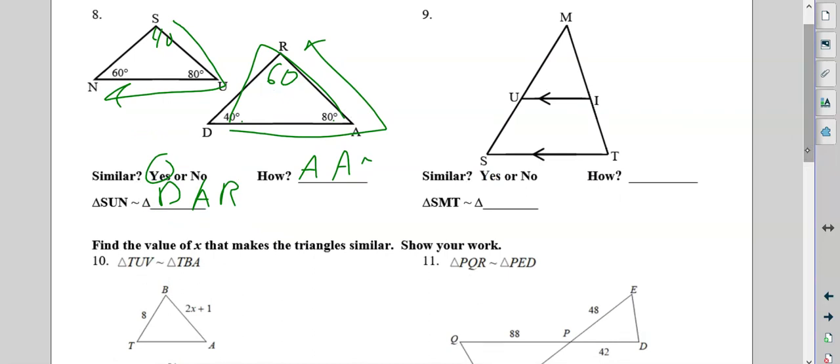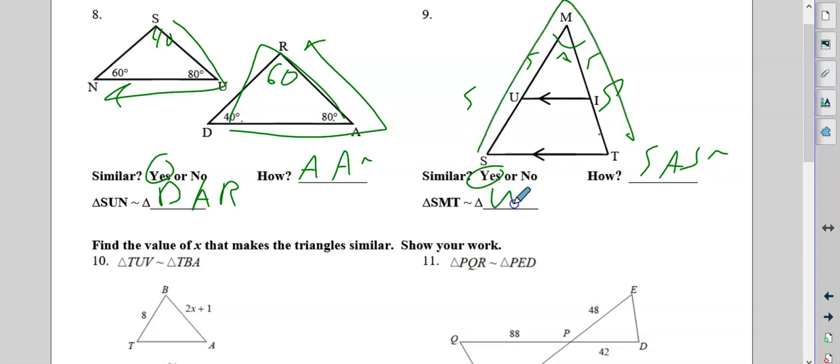Okay. When we have the situation of these lines being parallel, we know we have proportional sides on those. I'm not going to make congruent marks, but these sides are proportional. Since we have a common angle here, on the small triangle we'll have SAS, and on the big triangle we'll have SAS. So that's a yes. And then SMT, we're going up and down, so we're going to go UMI, same direction.